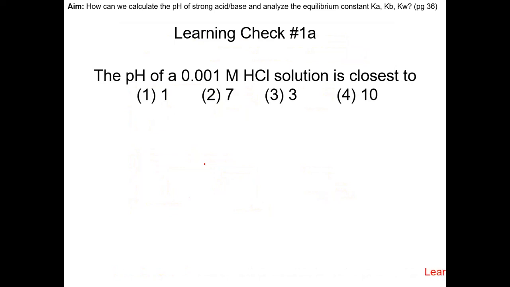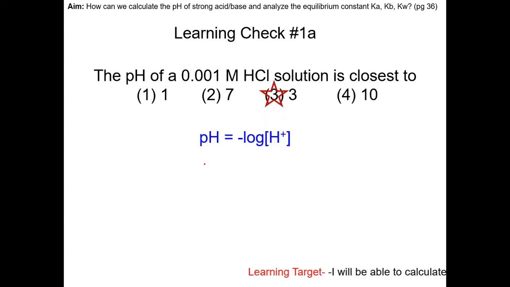Learning check number 1, A. The pH of a 0.001 molar HCl solution is closest to what? Pause the video, resume when completed. The answer is choice 3. You have to use the equation pH is equal to negative log of the hydrogen ion concentration.